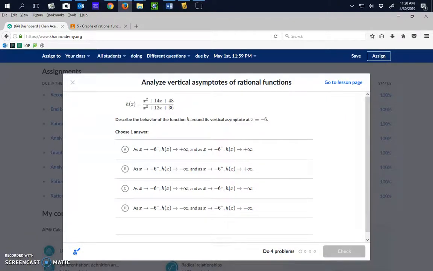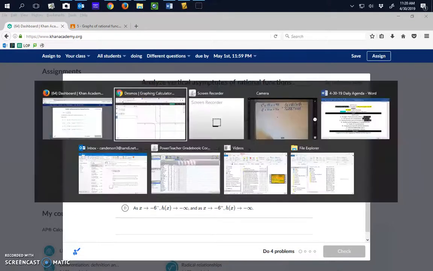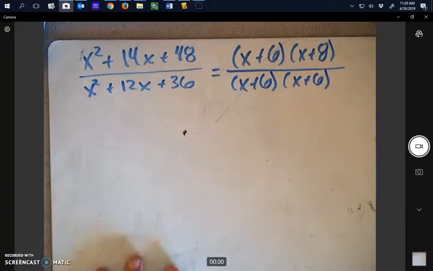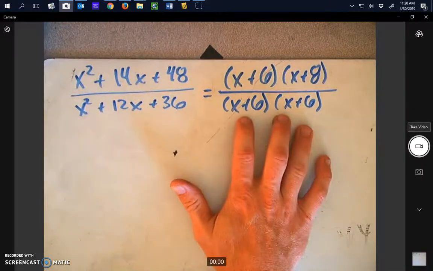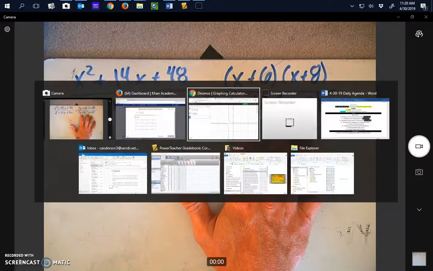Analyze vertical asymptotes of rational functions. So our first question, we have h of x is equal to a polynomial over a polynomial. Those two polynomials I have written down here. And the first thing we want to do is actually factor them so we can figure out more about this graph. I'm going to go look at the graph first.